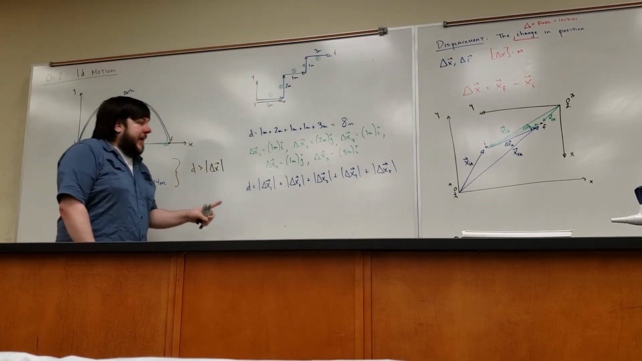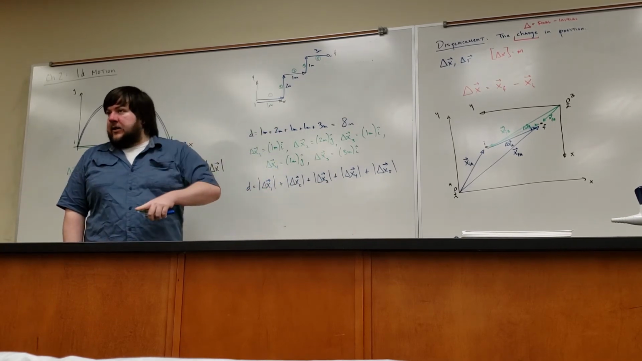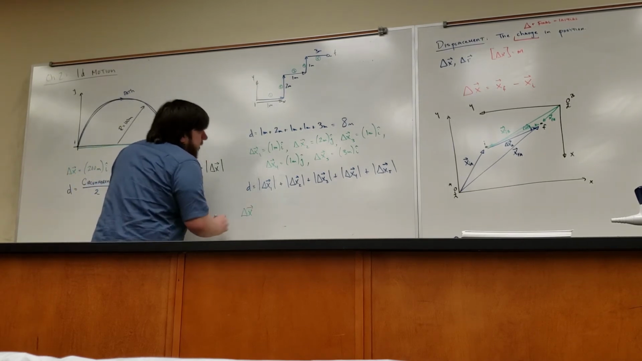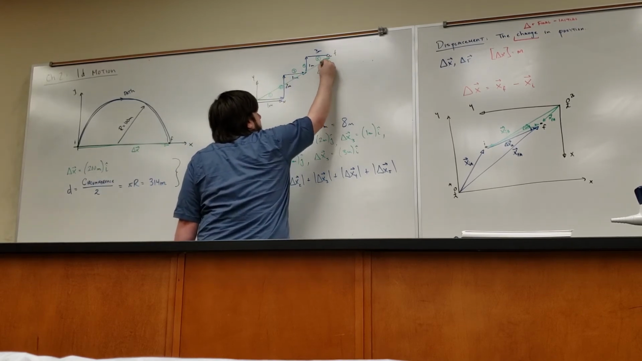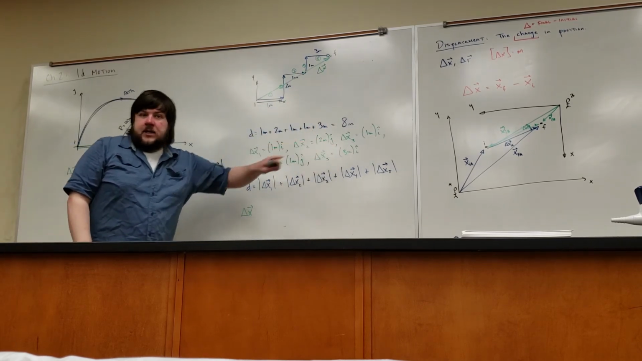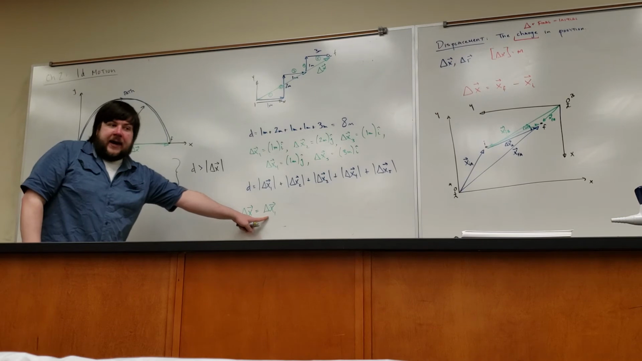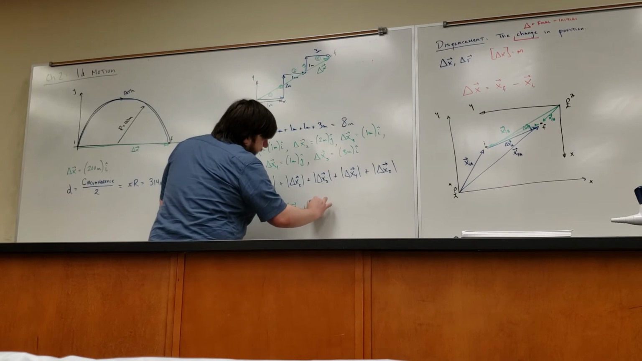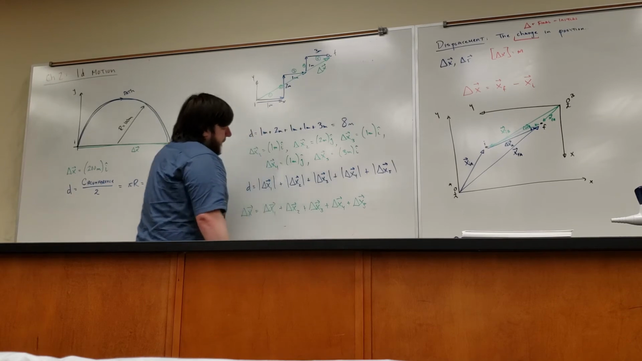The displacement is not going to be the scalar sum of these magnitudes. The displacement is going to be the vector sum. Okay? If I want to find the total displacement from the initial point to the final point, this total displacement, which is a vector, I can sum up these individual vectors. I can sum delta x1, not the magnitude, but the actual vector, plus delta x2, the actual vector, plus delta x3, plus delta x4, plus delta x5.